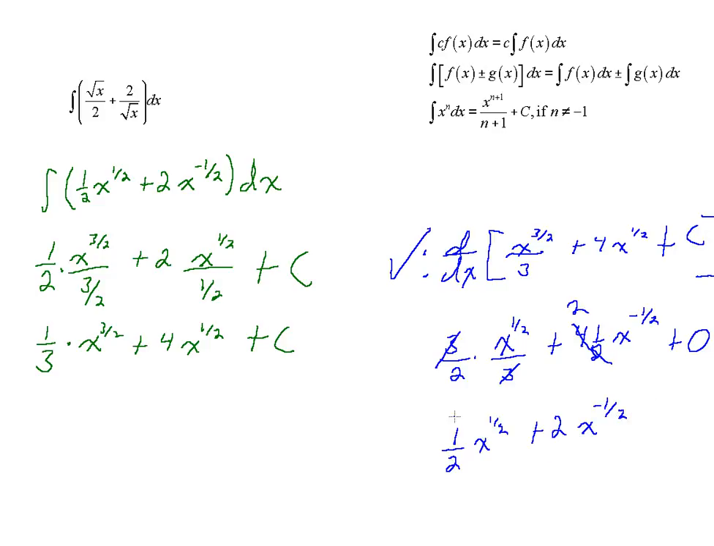We had square root of x, which is x to the 1/2 over 2, plus 2 over the square root of x, which is x to the negative 1/2. So did it right.